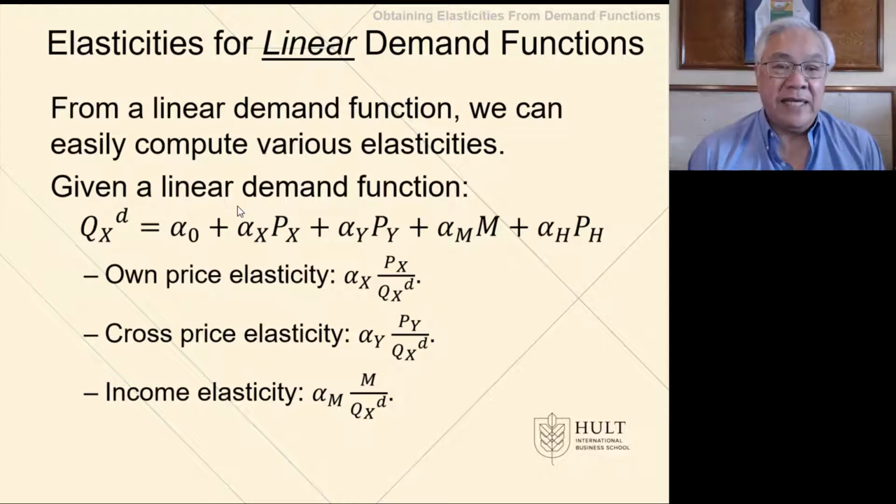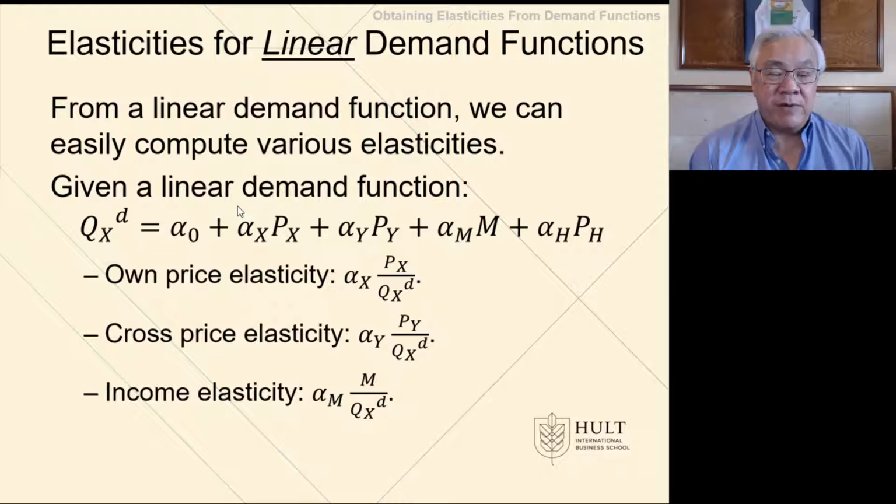So now we can look at the elasticity for linear demand functions. If we have an expression such as this, the quantity demanded of X equals alpha sub 0 plus alpha X times Px, etc. for price of Y, price of X, income, and other factors, then the own price elasticity is found by alpha X times price of X divided by the quantity of X that's demanded.